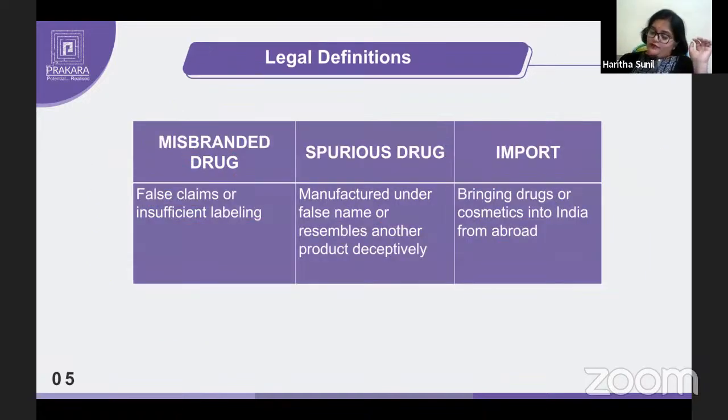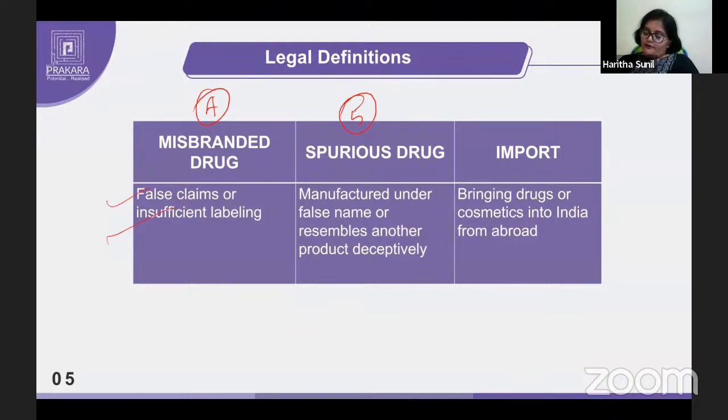And then the fourth definition that we have is a misbranded drug. A misbranded drug is nothing but one with false claims or insufficient labeling. The packaging does not meet the prescribed legal requirements, and does not include all the information about the contents present in that particular container. It also lacks proper warnings or usage directions, or even fails to display the ingredients. For example, a drug labeled with exaggerated therapeutic claims or missing critical safety information comes under a misbranded drug.